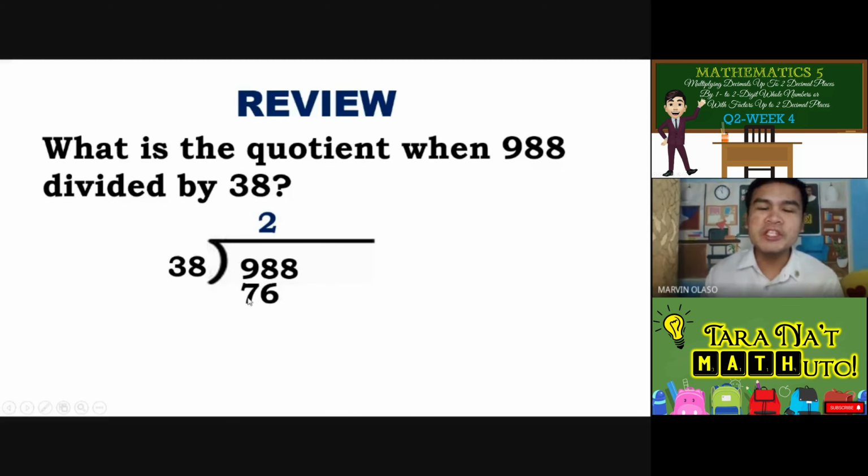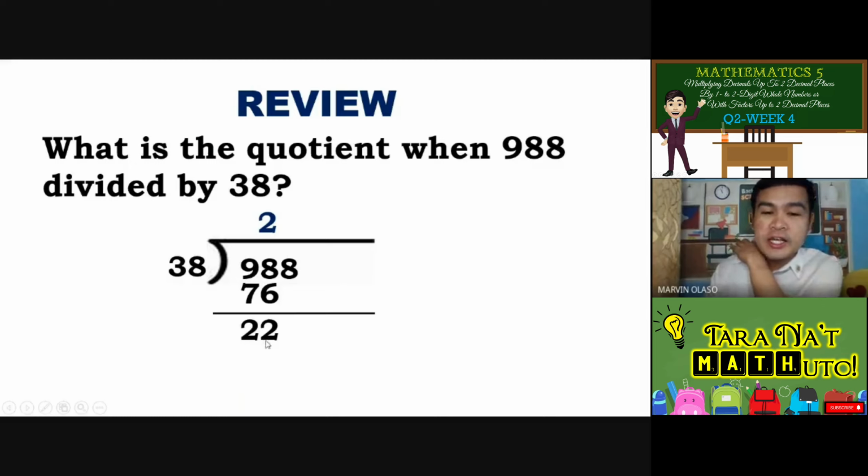Now, mache-check nyo rin kung tama ba yung sagot nyo. Kapag sinubtract mo na yan, so we're going to subtract now. 8 minus 6, we have 2. Then 9 minus 7, we have 2. So 22 is the remainder. One thing para ma-check mo kung tama ang naging sagot mo is kapag yung remainder mo ay mababa dun sa divisor, it means okay. Kapag sumobra kasi yan, ibig sabihin, mali yung sagot mo. So, one way of checking. Okay? Now, we have remainder. Then, bring down 8.